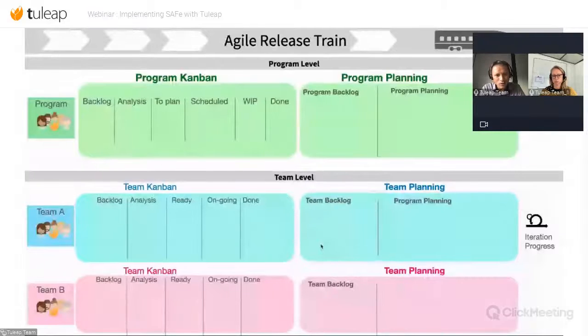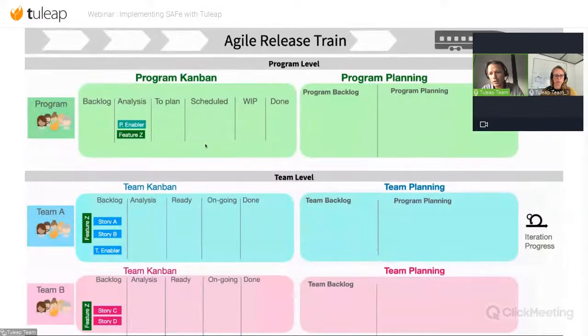I will explain the story that we will do during the demo. We'll start with features. You can find here the two levels, the program level where these features are. This feature is in analysis status. That means we create some user stories for each team. So we imagine that for this feature, there are two user stories for team A and two user stories for team B.